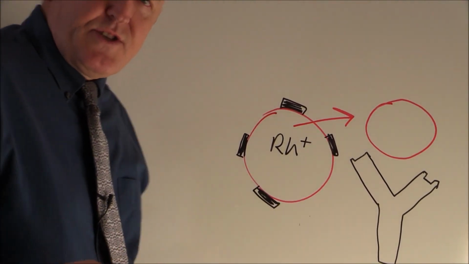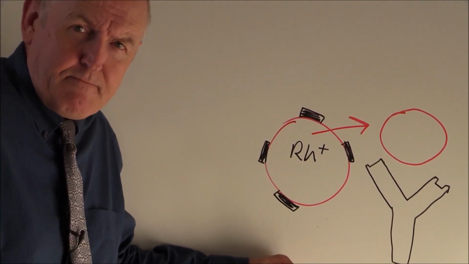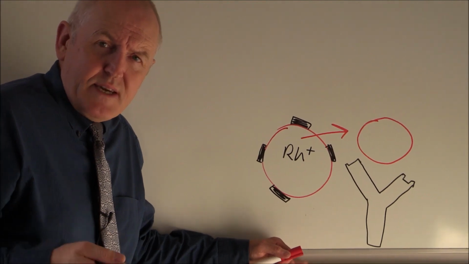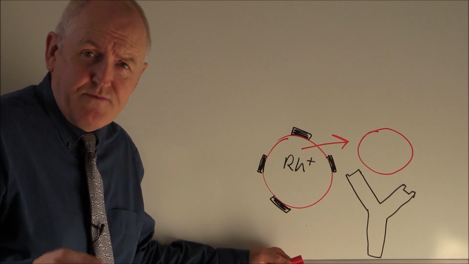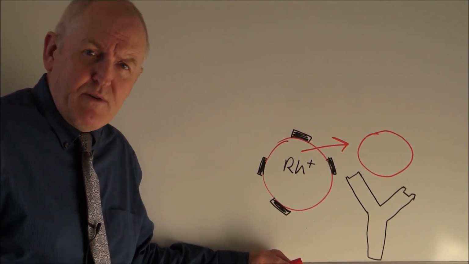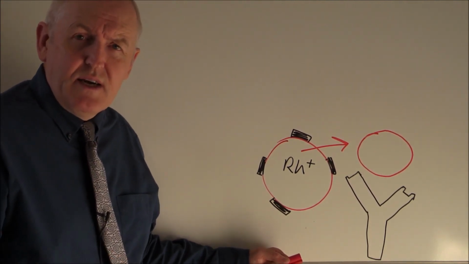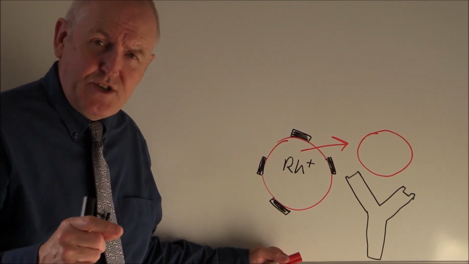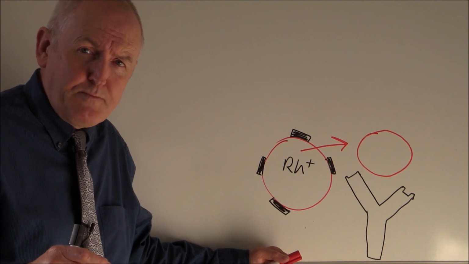Now let's think about the situation where there's a rhesus positive father and a rhesus negative mother. That means there is a 50% chance or 100% chance of the fetus being rhesus positive, depending on the genotype of the father. So whenever there's a rhesus negative mother and a rhesus positive father, this is a potential complication where we can develop this haemolytic disease of the newborn.